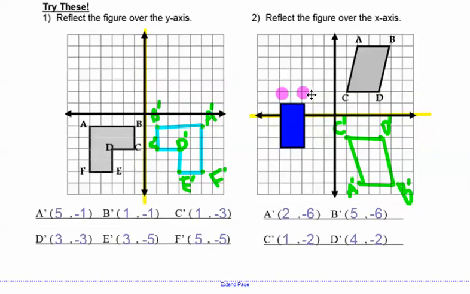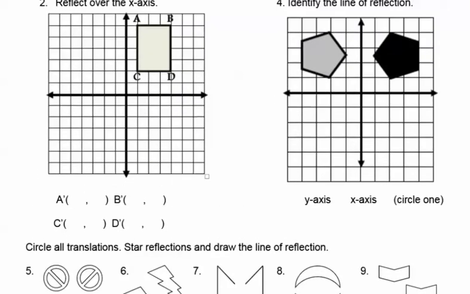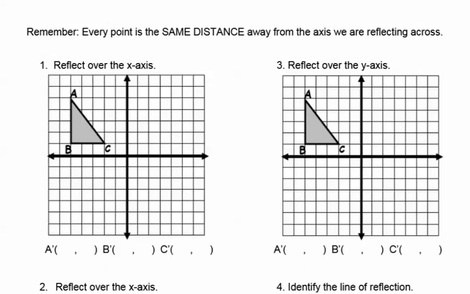Once you feel good about this, you're going to go ahead and start the practice. You need to draw your picture and then also write your new coordinates. Don't forget to label A prime, B prime, C prime, etc. Good luck.